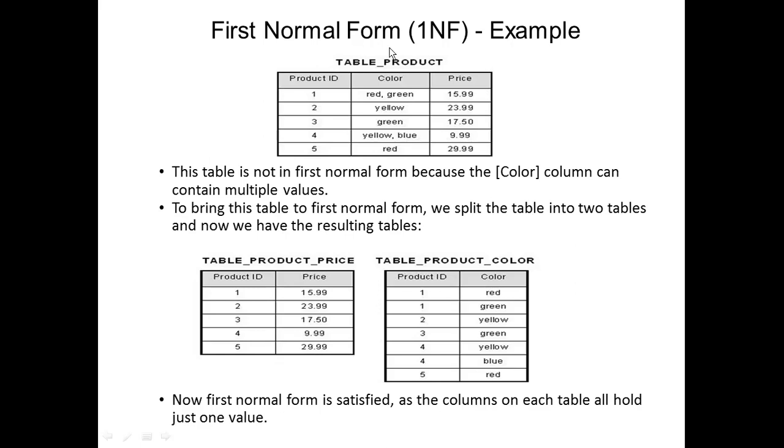Now in this example, see this color attribute has two values, means it is not in first normal form. So in this case we have to split this table. So we have split it like this: product ID and price, and then the second one is product ID and color. Now see, here the red and green were listed, so here it is broken or split. So this is in first normal form because it contains atomic values.